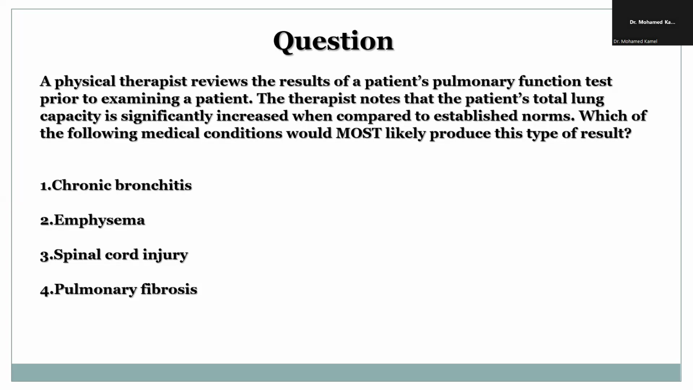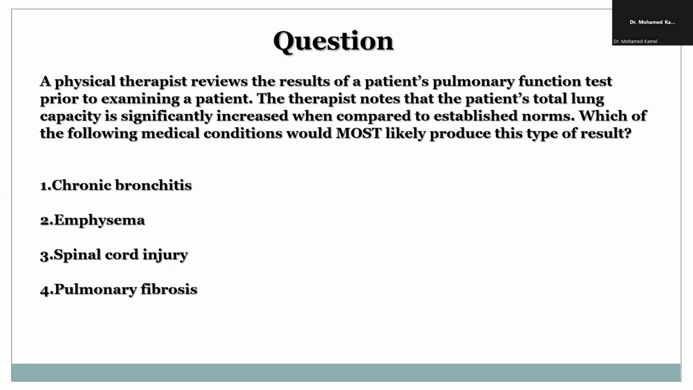Why? Because you have lost the elastic recoil of the lung. The lung is hyperinflated, and this is permanent inflation. As a result of these pathological changes within the lung tissue in emphysema, the lungs become hyperinflated, again due to loss of elastic recoil and obstruction to airflow, and this will result in an increase in total lung capacity, residual volume, and functional residual capacity. Let's look at the other, incorrect options.